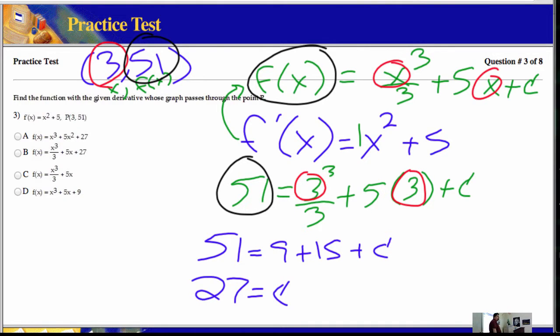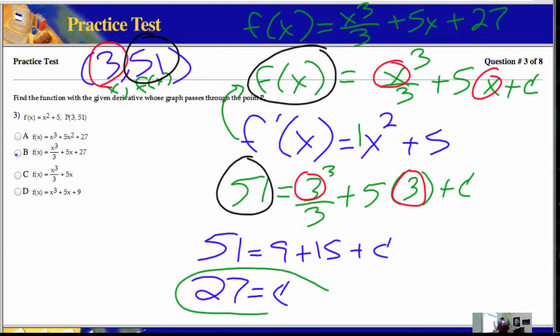You guys know how to do that. I don't need to write out every step, do I? No. Okay. So, hey, that's one of our options, right? What option is it? I can't see B. Wait, what is the 27 justifying? That's the C. So my real f of x, if I rewrite it, is f of x equals x cubed over 3 plus 5x plus 27, because we solved for C. Does that make sense? You guys feel good about that?